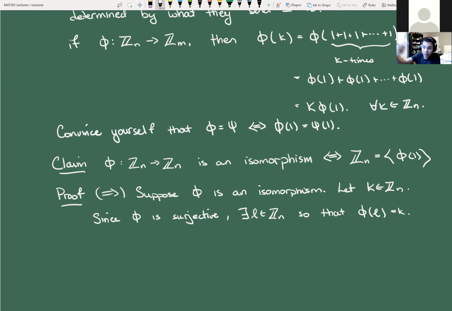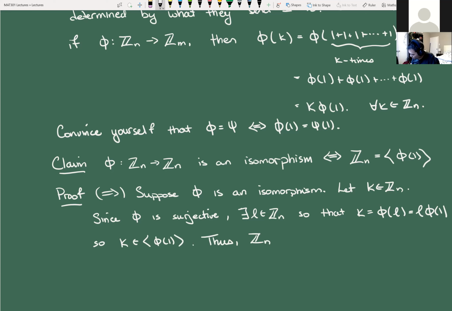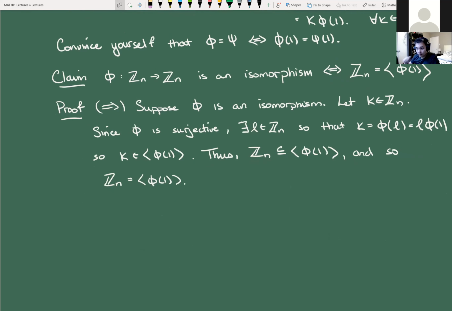The reason I want to do that is precisely so I can use my trick above. I can write it in terms of phi of 1. Maybe if I write this the other direction, it'll be better. So that k is phi of l, which we know is l times phi of 1. And since I've now written it as l times phi of 1, that means k is in the subgroup generated by phi of 1. Thus, what have I shown? I've shown that Zn is a subset of the group generated by phi of 1, but the other direction is trivial. And so they are in fact equal. So I didn't even need injectivity there. I really only needed surjectivity. But once you have surjectivity of a map from Zn to Zn, you have injectivity automatically too. So I used only surjectivity there from the isomorphism property.